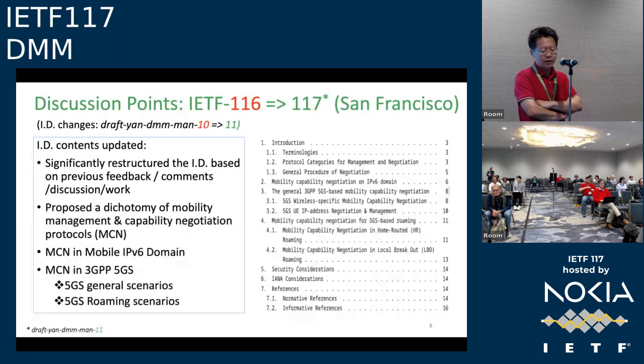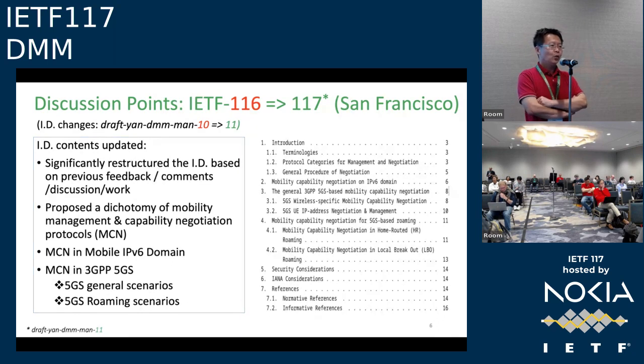So this is the thing, as I mentioned here, from last time until this 170. Myself added as a co-author, and based on all the investigation and discussion, this time we significantly restructured the draft based on feedback, comments, discussion, and previous work. And we investigate and analyze, and then this time give a dichotomy of MCN protocols. And then after that, apply the MCN to the mobile IPv6 domain and also apply to the 3GPP 5GS.